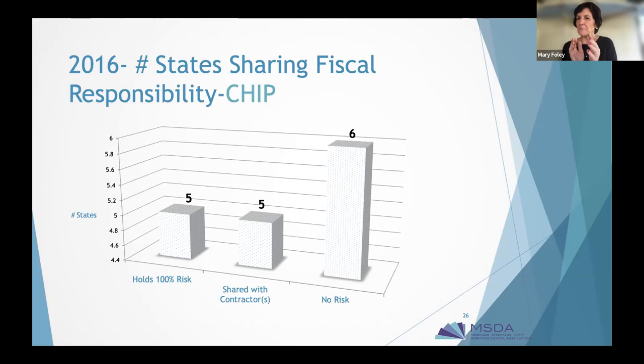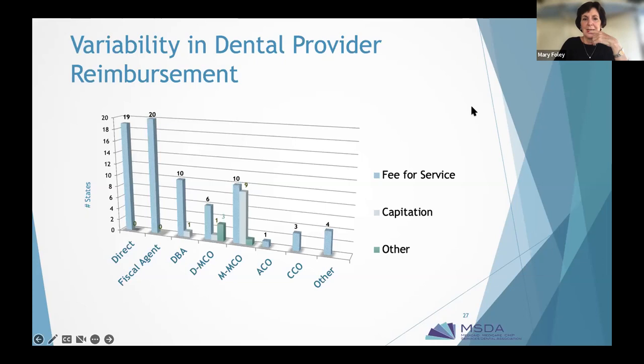If they liked the way in which the vendors worked and how it happened, they'd expand it to their Medicaid program. Okay, so now let's talk about dental provider reimbursement.